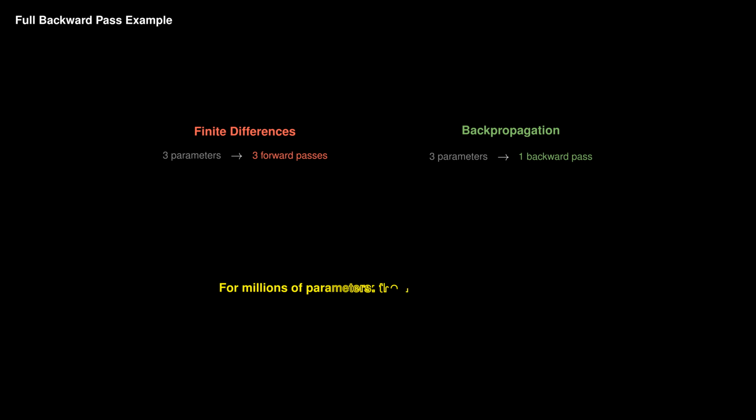The key insight is efficiency. With finite differences, we would need 3 separate forward passes, 1 per parameter. With backpropagation, we computed all 3 gradients in a single backward pass, reusing the stored forward pass values. For a network with millions of parameters, that's the difference between impossible and practical. This is why backpropagation is the workhorse of deep learning.